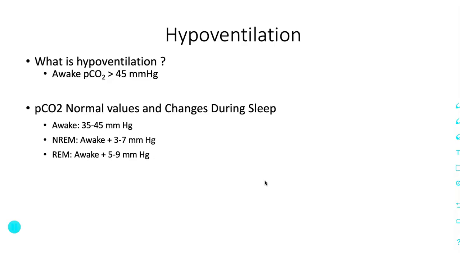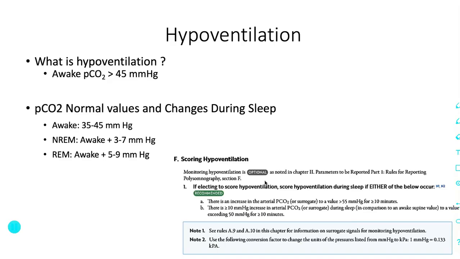If you recall the scoring of hypoventilation, there is a criterion saying that there is a 10 mm of Hg increase in arterial PCO2 or the surrogate during sleep. Of course, it has to be for more than 10 minutes.